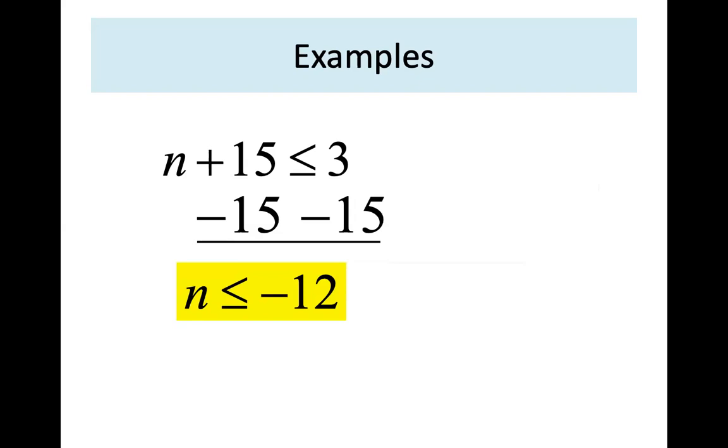Step 1. Draw the graph. Draw the number line. Step 2. Put a tick mark. Step 3. Write down negative 12. Put the number down. Step 4.